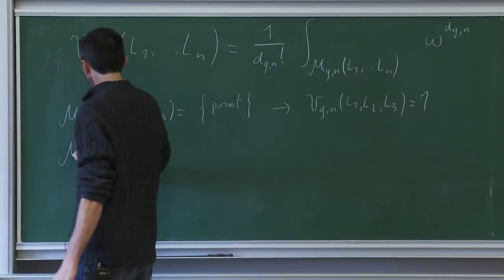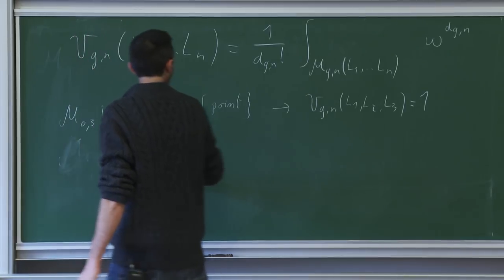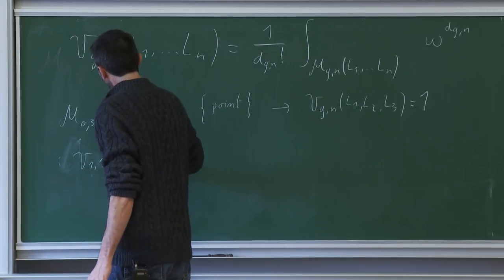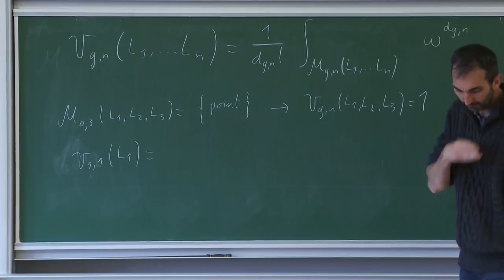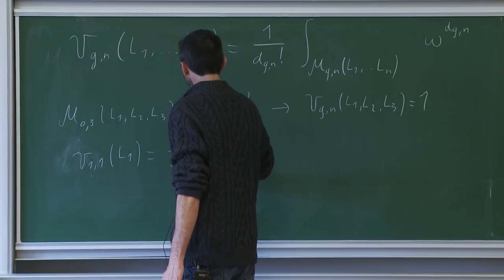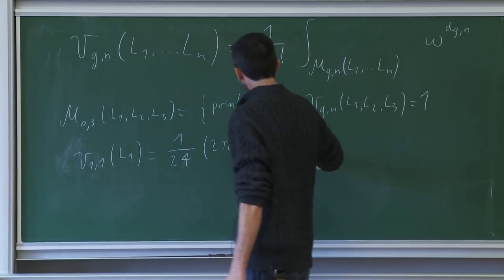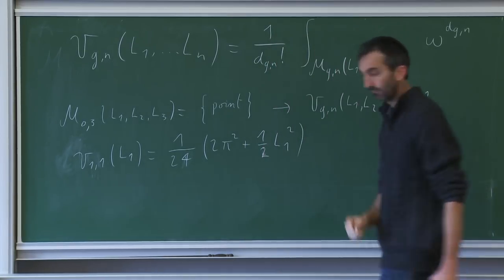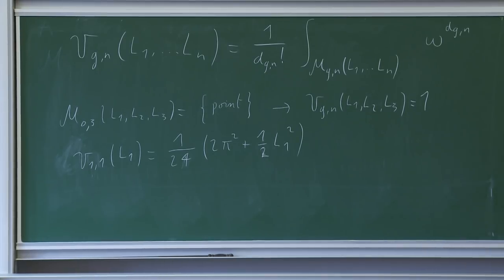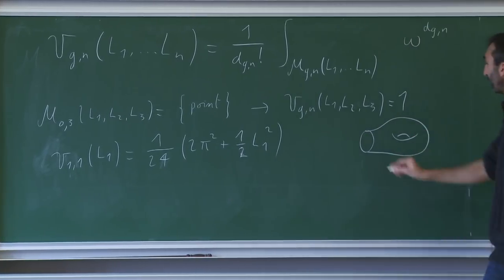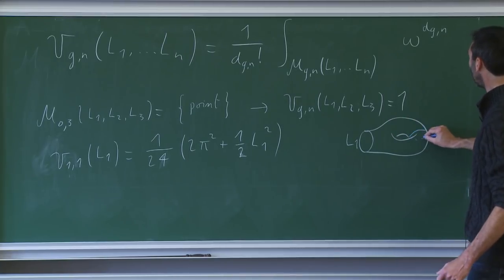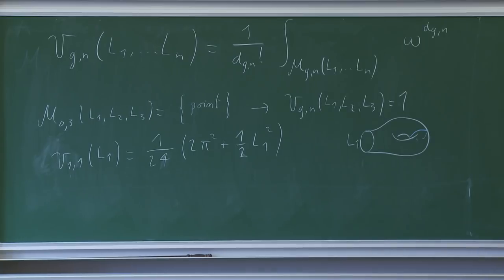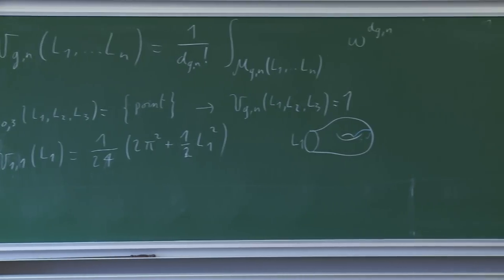More difficult: people have computed V11 of L1, and the answer is 1 over 24 times 4 pi squared plus L1 squared, roughly 2 pi squared plus 1 half of L1 squared. What is the surface? It's something with one boundary and genus 1, something like that. One possibility, for instance, is to cut here. And the volume is that.